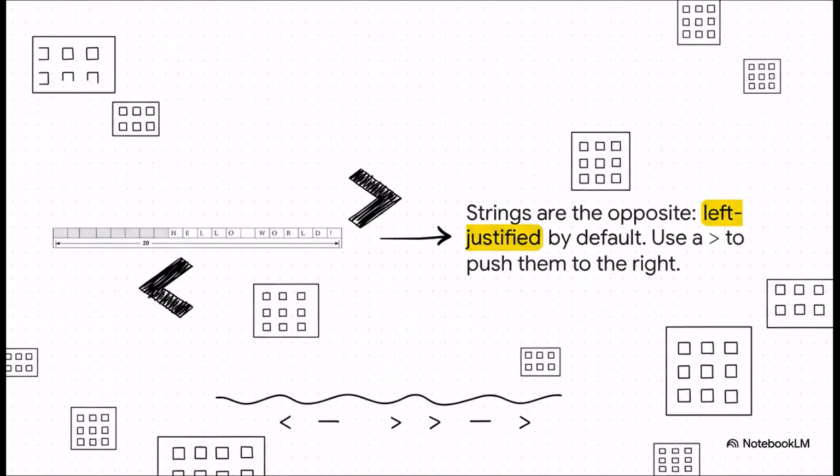Now here's a fun little twist. Strings, or text, do the exact opposite. By default, they're aligned to the left. So if you want to push your text to the right, you just use a greater than symbol. So think of it like arrows. Left points left, right points right. Super simple way to control your layout.